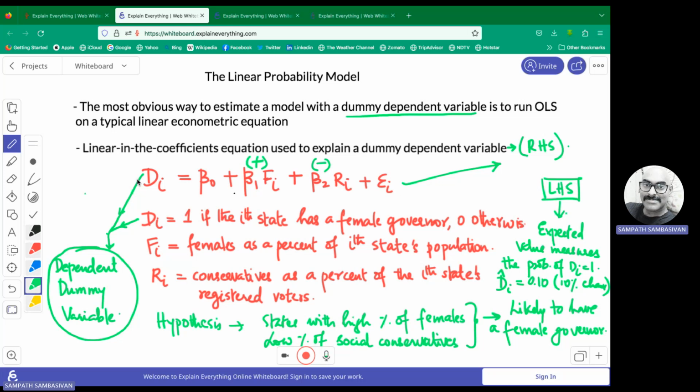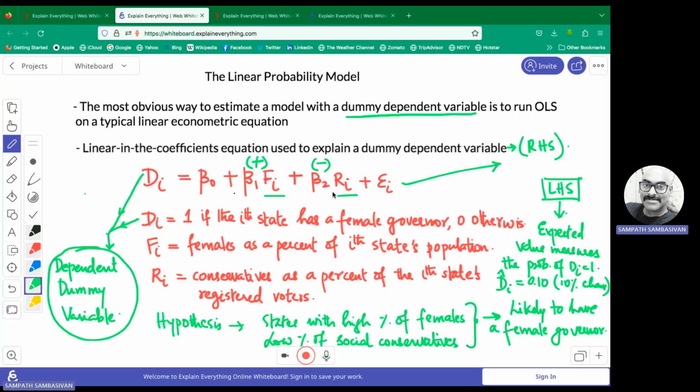What are the independent variables here? You have variable Fi and Ri being taken into consideration. What is Fi? Fi is the percentage of females in the ith state's population, whichever state you are taking. That is, the percentage of females within the total population of the state. And Ri refers to the percentage of social conservatives among the registered voters.